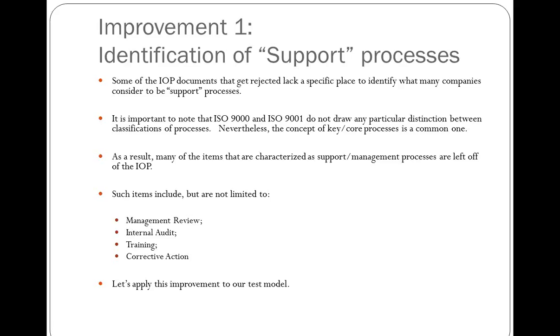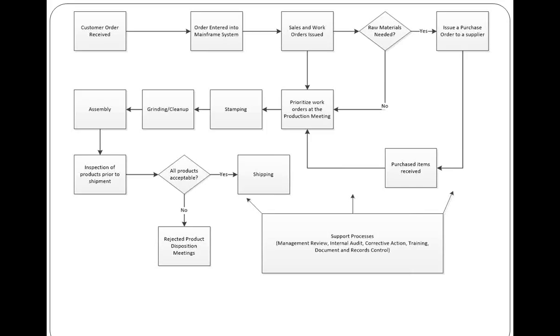Well, here's an example of how you might do that. Okay, so here's the raw IOP again. But as you can see, we now have this support box in the lower right-hand corner. And you'll note the disconnected arrows here. What is this intended to signify? This is intended to signify that we have a set of support processes that support the rest of what's going on here, the core activities, right? These are support processes that work to support the main activities of this organization.